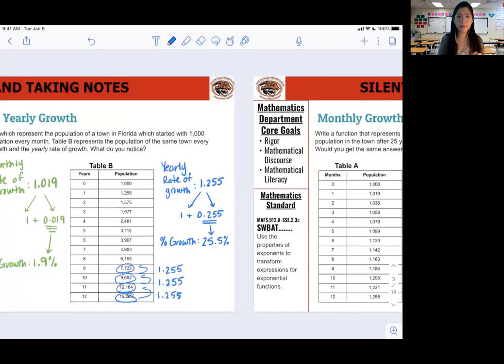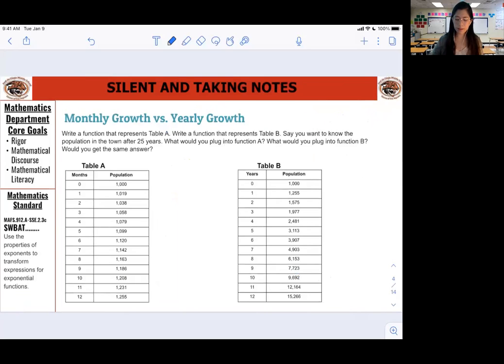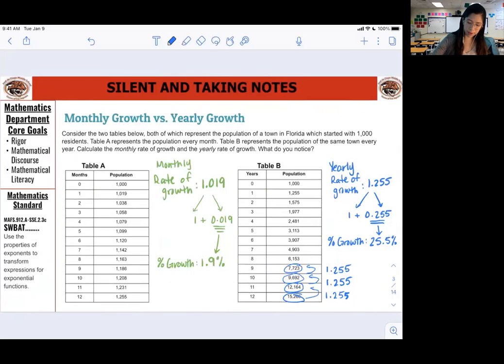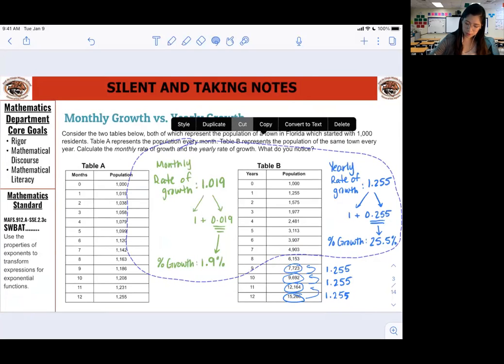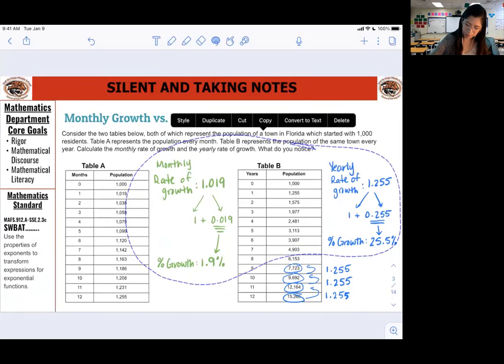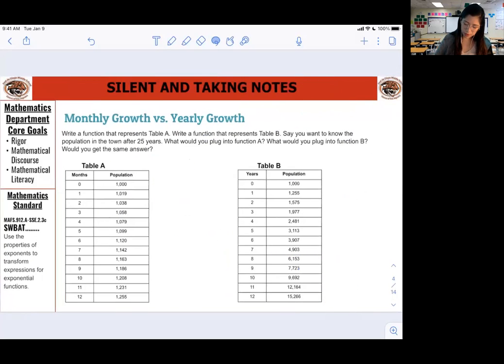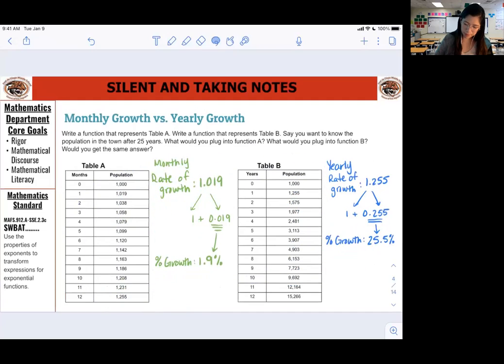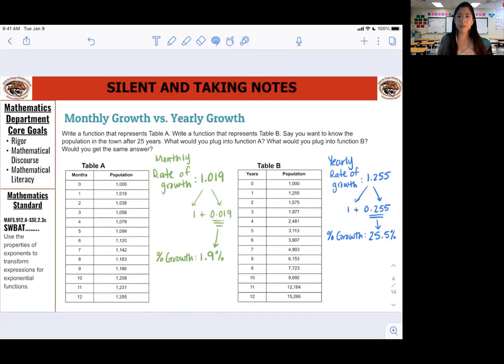Okay. So same exact tables. Let me just rewrite. Matter of fact, I'll copy this. Hold on. No, did not mean to do that. There we go. Copy and paste. Okay. Same exact tables, but now we're doing something else.